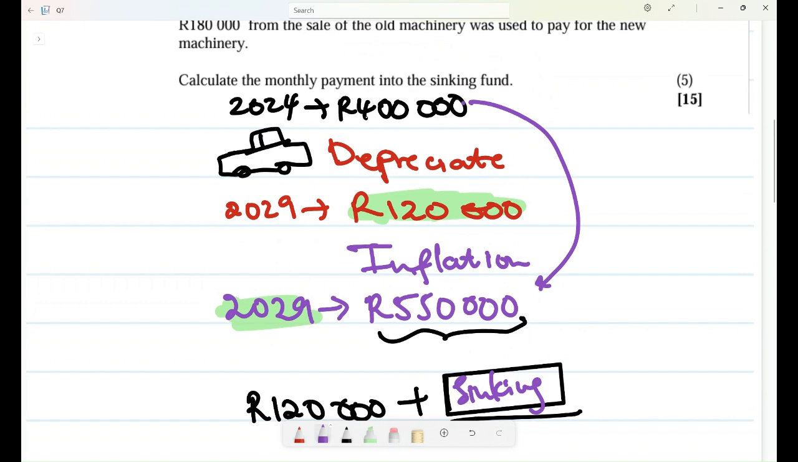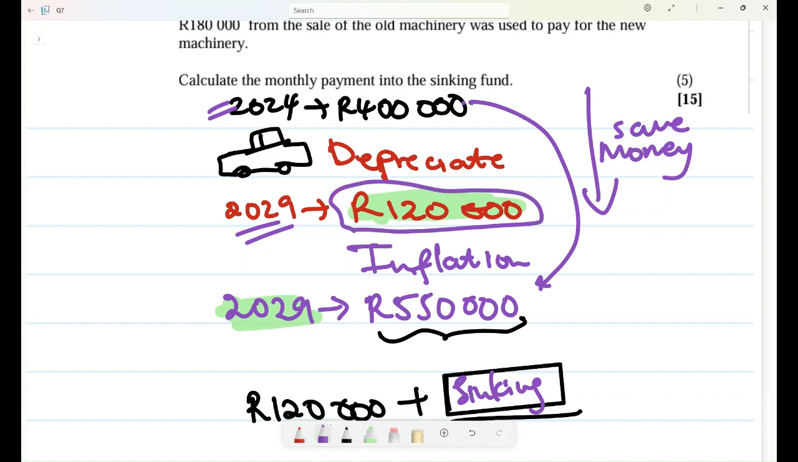A sinking fund is me saying, all right, in 2024 I realized the car I bought is 400,000, and when I sell it in 2029, it's going to be 120,000. So I need to save money during these years, from 2024 to 2029, such that when I sell this car for 120,000, I can add the money I saved from the bank to the 120,000 to get to the amount that I will get the new car with.